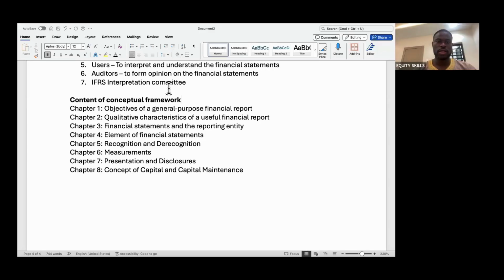Okay. So let's start with chapter 1. Chapter 1 talks about objectives of a general purpose financial report. So this is the first principle in the conceptual framework. And this principle talks about the objective of a general purpose financial report.